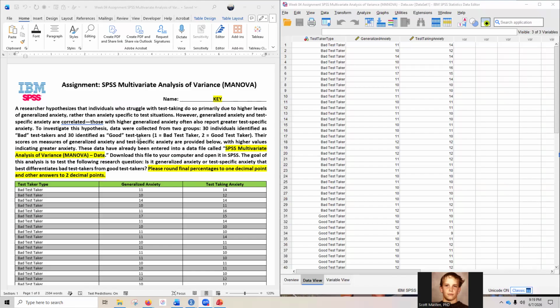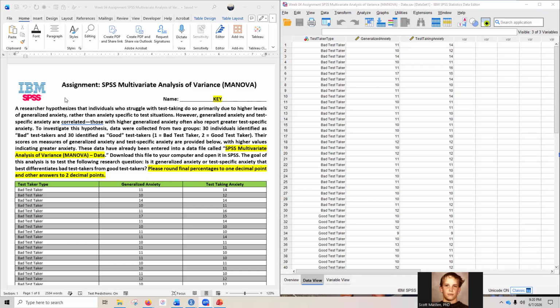Hi, everyone. Let's talk about the multivariate analysis of variance problem this week. A researcher hypothesizes that people who struggle with test taking do so primarily due to their higher levels of generalized anxiety rather than their anxiety that is specific to test situations.